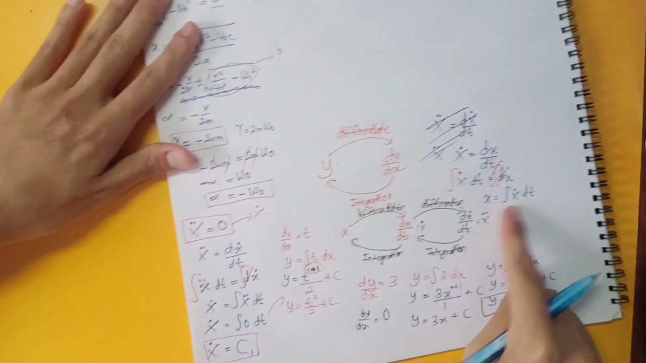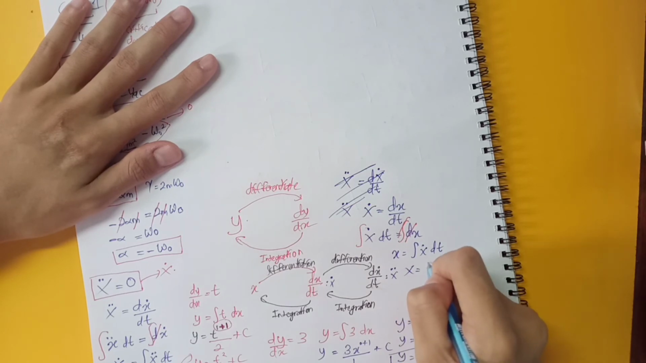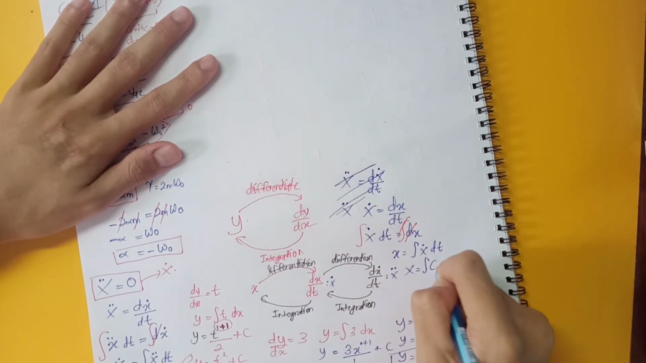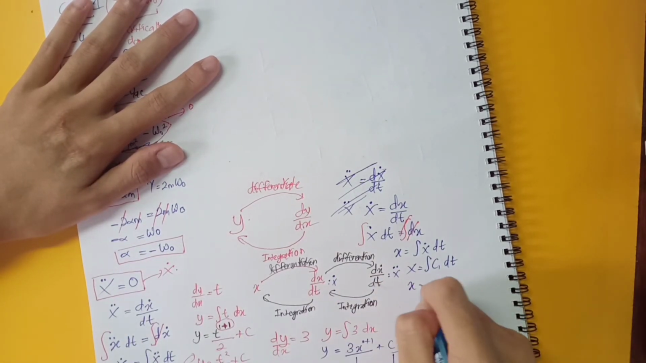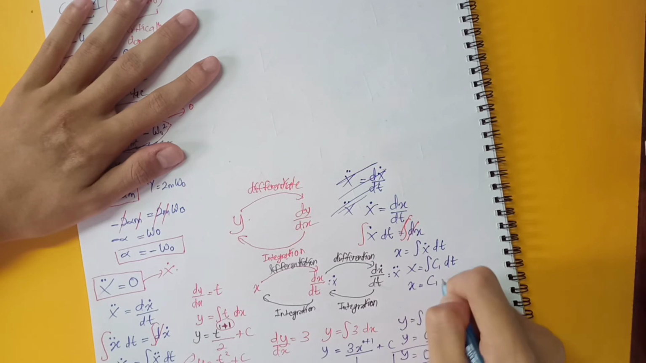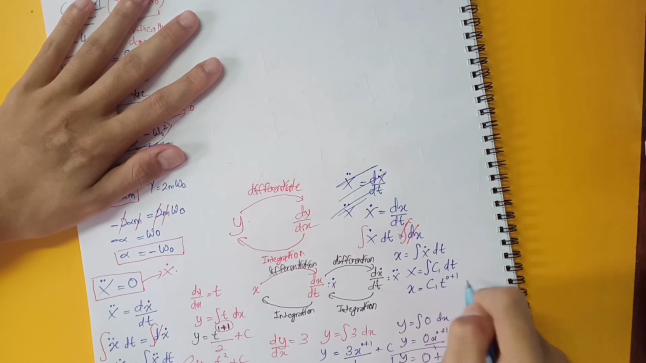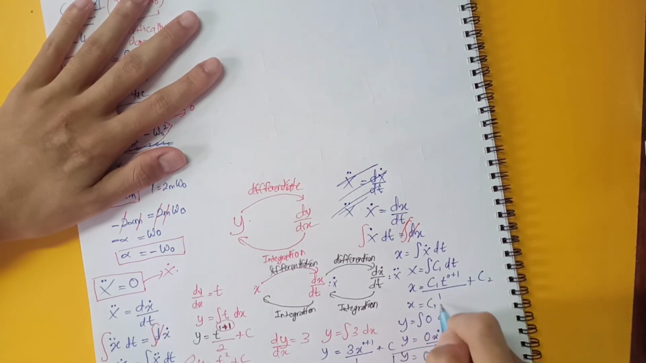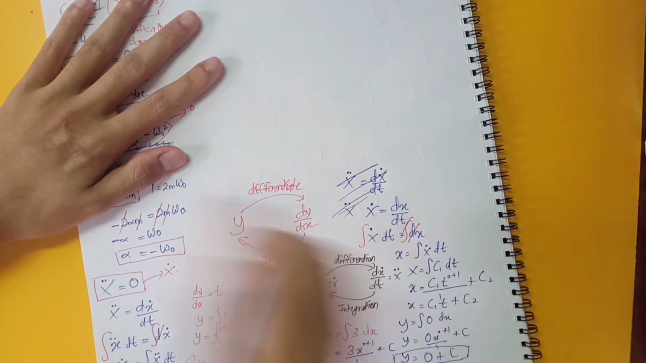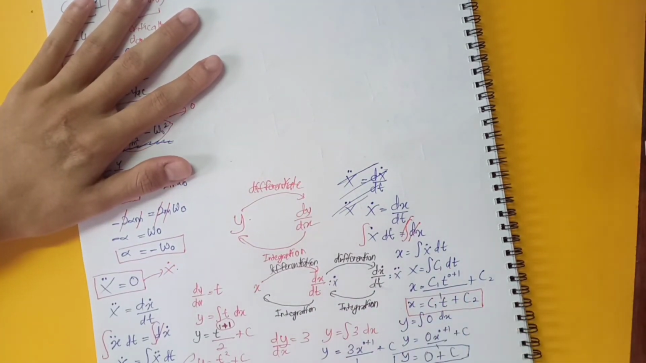What is x single dot? It is c1. So x is equal to the integral of c1 dt. Let's integrate it. We get that x equals c1 times t to the power of 0, and then plus 1 over 1 plus the new constant. So we get that x equals c1t plus c2. Like that. Okay, perfect.